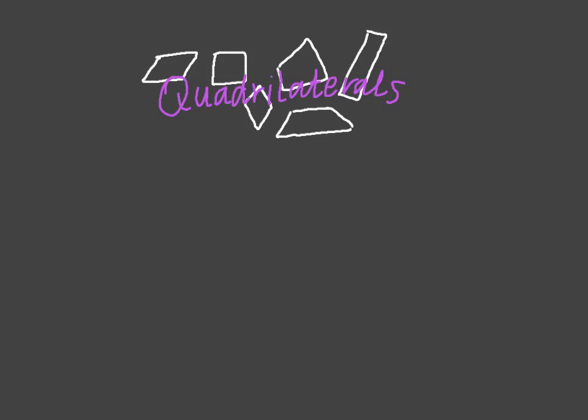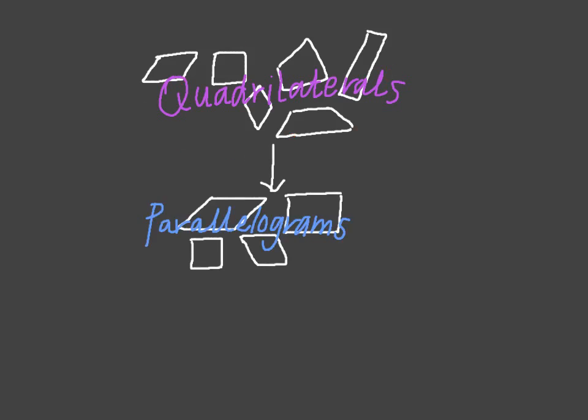So let's summarize what we know so far. We know that quadrilaterals are 4-sided figures. It doesn't matter what they look like as long as they have 4 sides. And then we introduced a special kind of quadrilateral called a parallelogram, and we know that parallelograms have to have opposite sides parallel, opposite sides congruent, opposite angles congruent, diagonals that bisect each other, and consecutive angles that are supplementary.